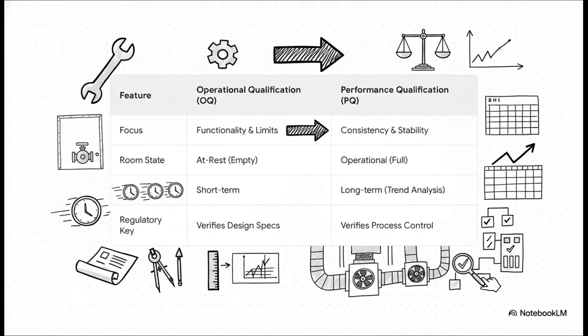This table just lays it all out perfectly. Look at the focus. OQ is all about functionality and limits. PQ is all about consistency and stability. The room state? OQ is done at rest, totally empty, while PQ is operational, with everything running. And the duration is a big one. OQ is a series of quick, short-term tests. PQ is a long-term study where you're analyzing trends. For the regulators, OQ proves the system was built right, while PQ proves that you can actually control your process day in and day out.